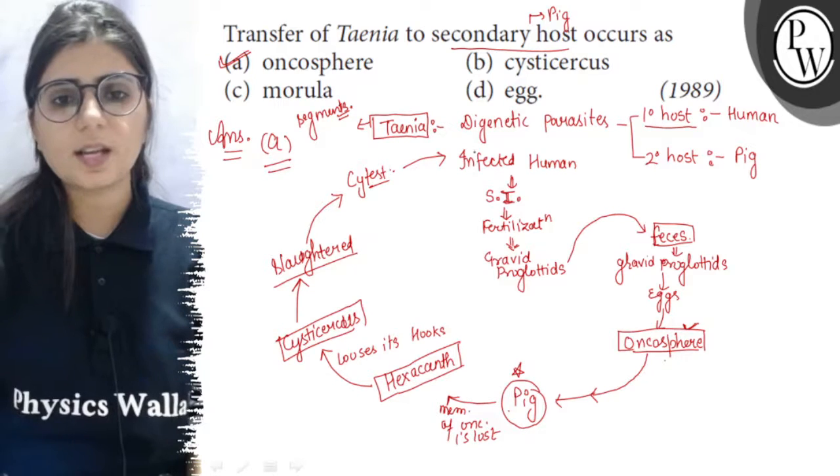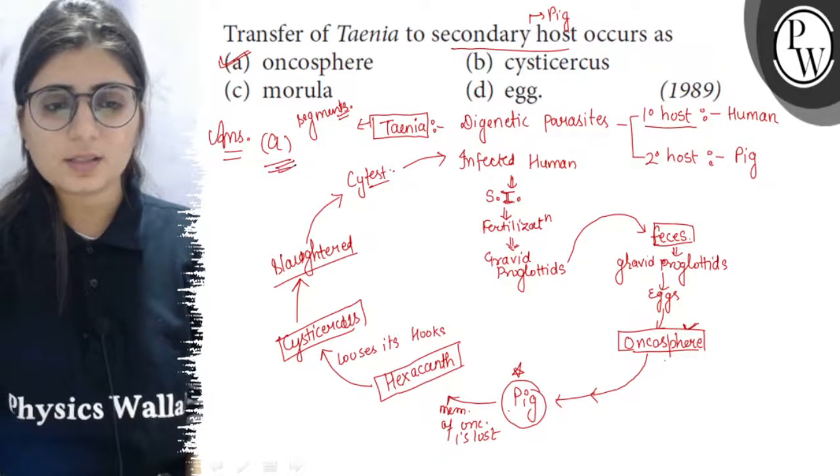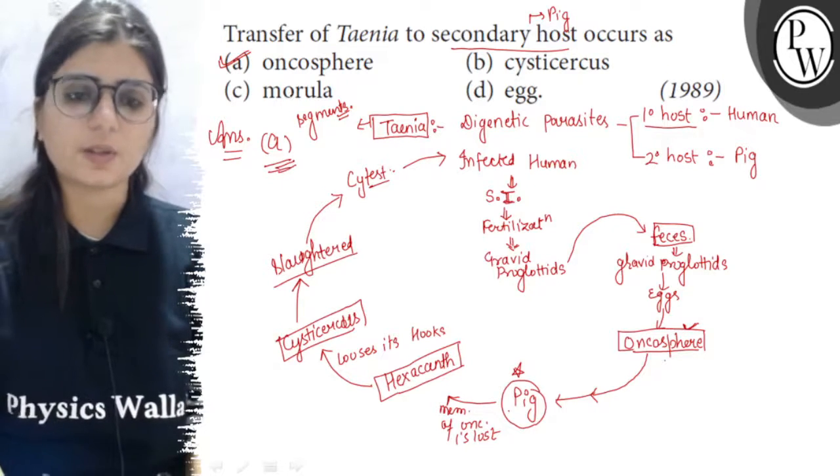I hope this diagram and this flowchart is clear to you. So A option is the right option. I hope it is clear.